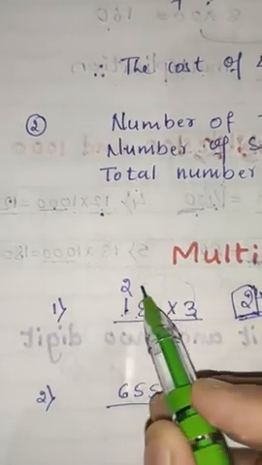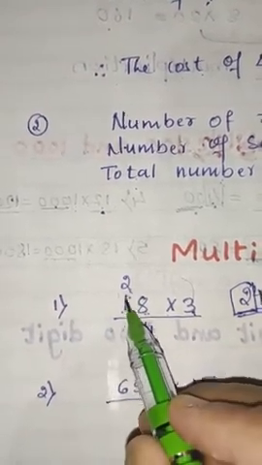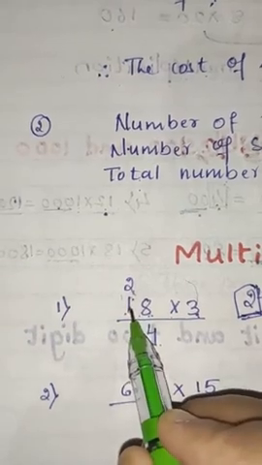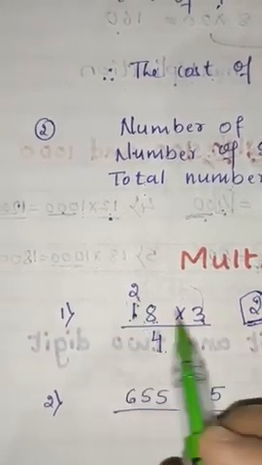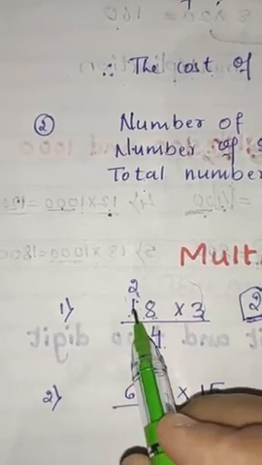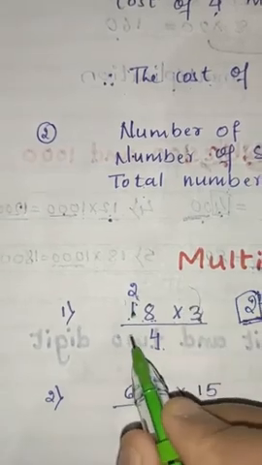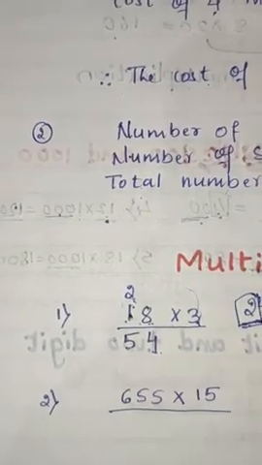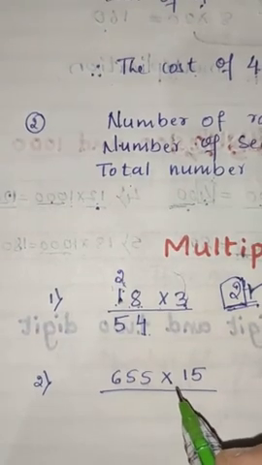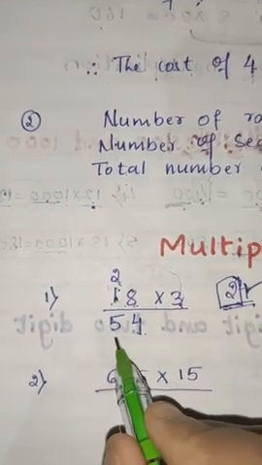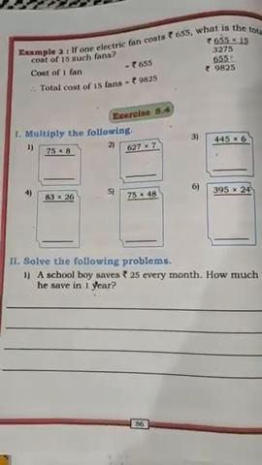Next 3 1s are 3. Now what about this 2? We have to add this 2 to this answer. Okay, 3 1s are 3. 3 plus 2 is how much? Yes, it is 5. Right? So what is the cost of 3 soaps? It is 54. Understood?